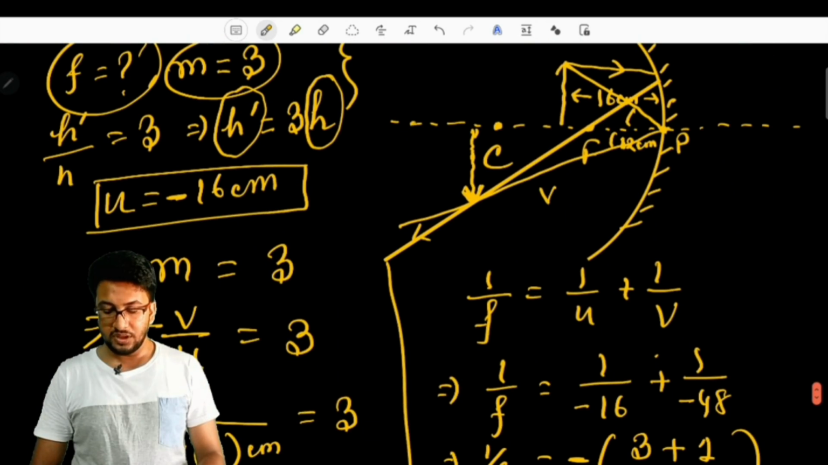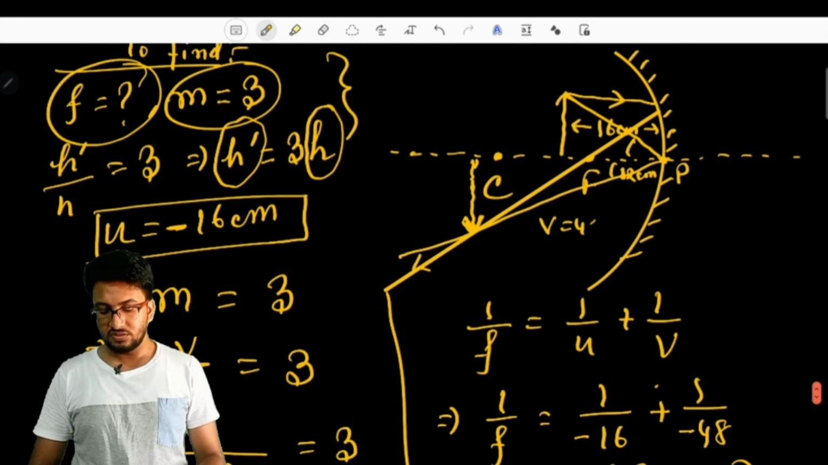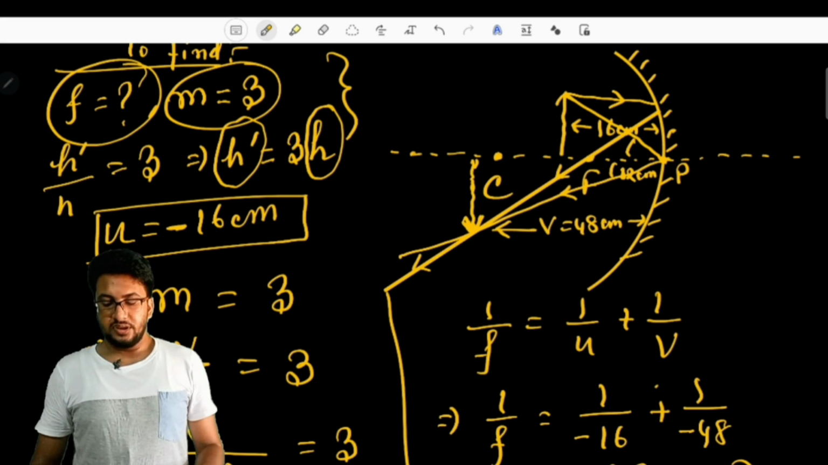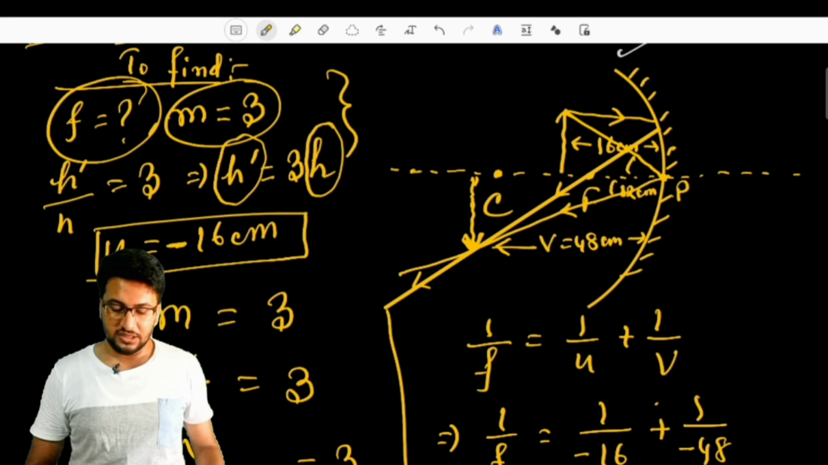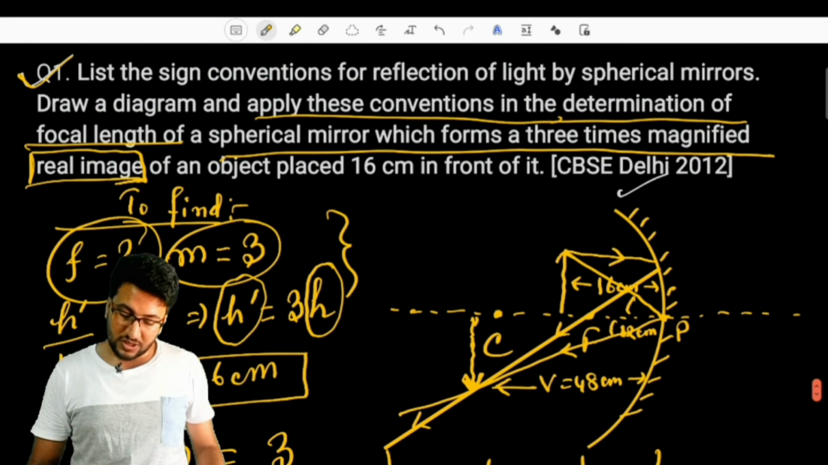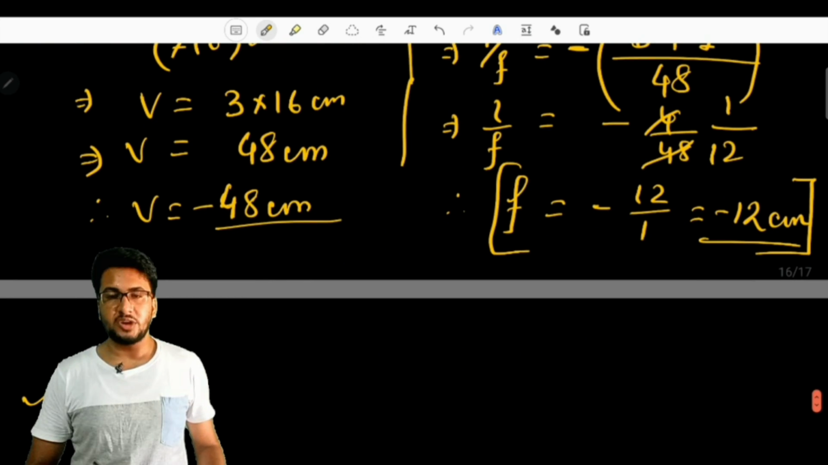This is the image distance, and image distance is how much? Minus 48 centimeter. So this image distance will be 48 centimeter. Okay, so this is going to be the ray diagram for this numerical. Everything we have sorted out in this numerical. What was asked? It was asked to determine the focal length. So definitely we have found the focal length of the mirror, that is minus 12 centimeter.